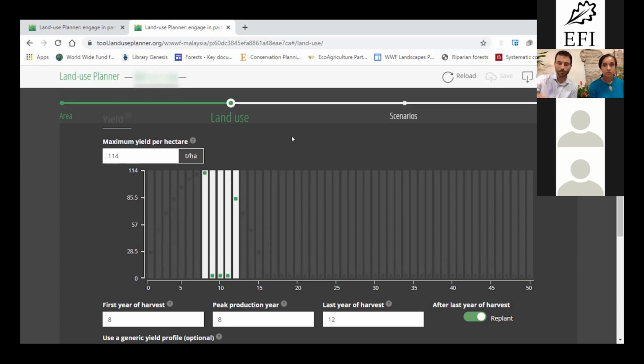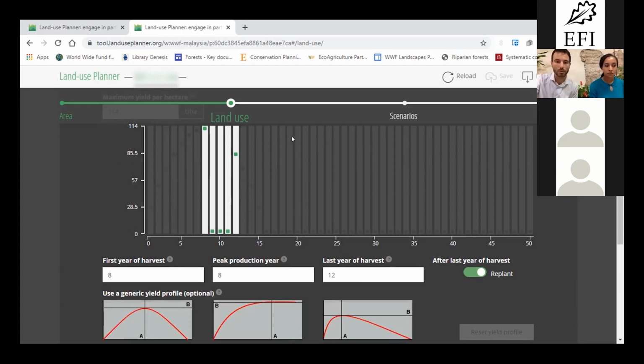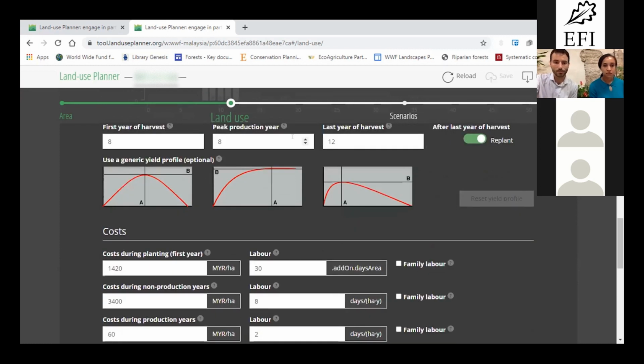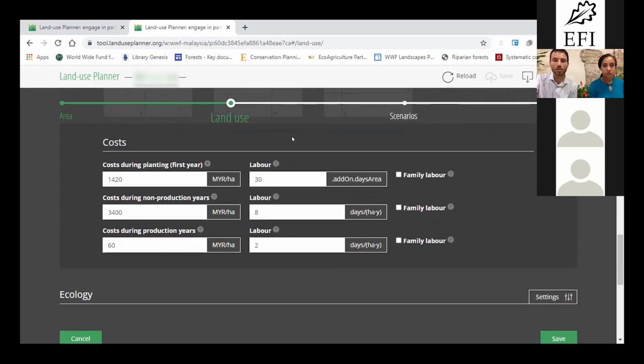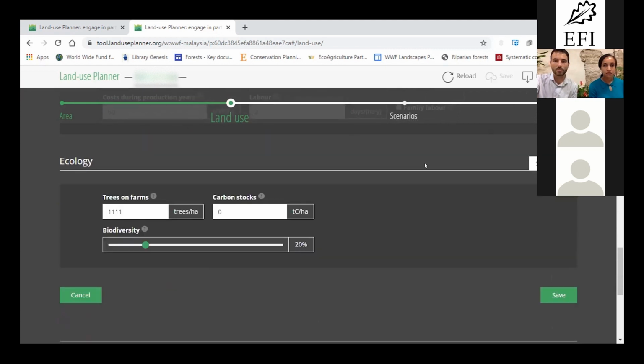But another issue of interest to everyone is further below. Okay. Under ecology settings, you have put a lot of trees on farms. Yeah, so I think the spacing is, can't remember, 3 by 3 meters, and acacia is a very tiny, how would I say it, it's not a big tree.